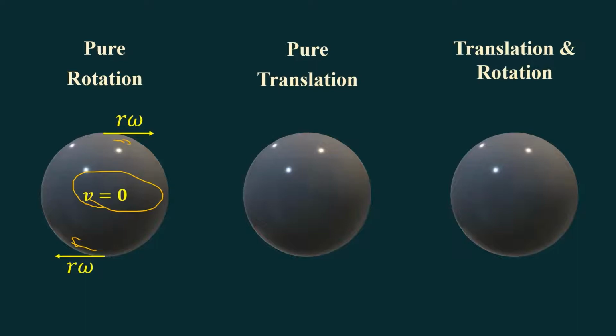Pure translation means, well, nothing's rotating here. So in pure rotation, every point is going to have a different velocity. Pure translation, every single point on the ball or wheel has the same linear velocity in the direction of motion. So it doesn't matter where you are on the ball, it has the same linear velocity. Every single point has the same exact linear velocity. Whereas for pure rotation, every point was v equals r omega.